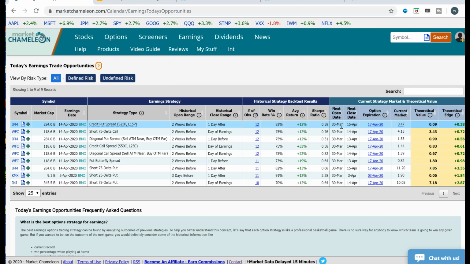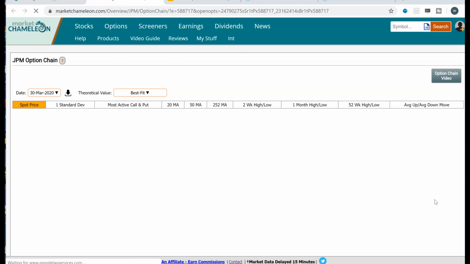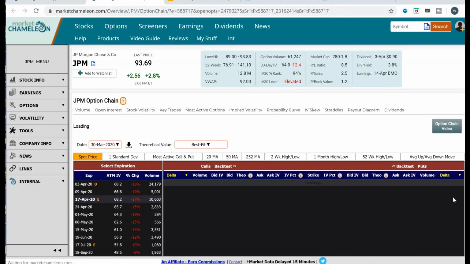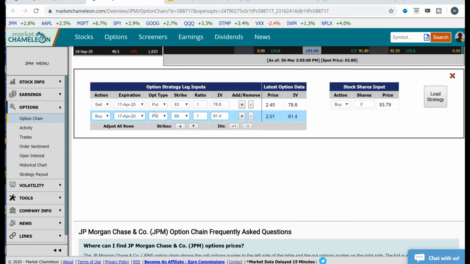And if you wanted to mimic that strategy, this tells you the next open date and the next close date of the strategy. This is the expiration. If you hover over, it tells you the legs. And this is the theoretical value and theoretical edge. So if you wanted to go and look at that strategy, you just simply click on this options expiration. It will take you to the options chain. Then it will line up the legs of that strategy that you just saw.